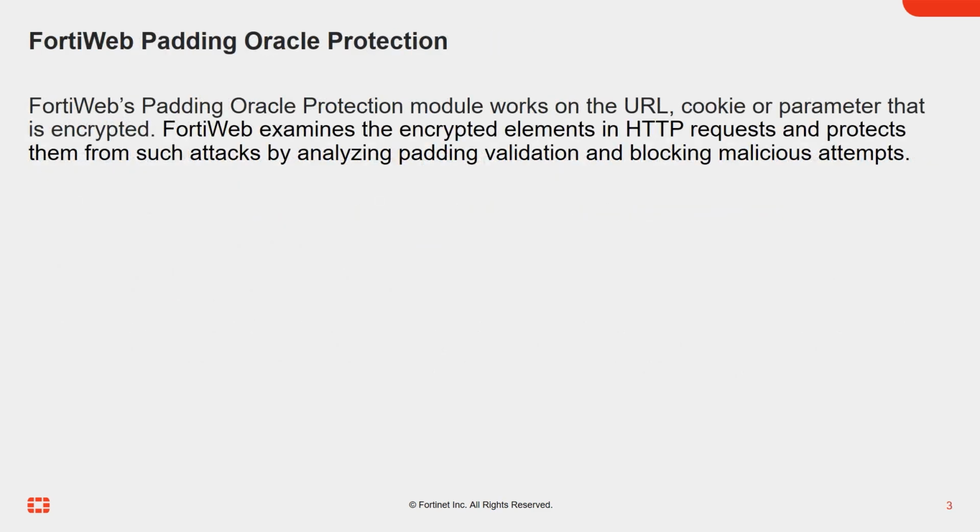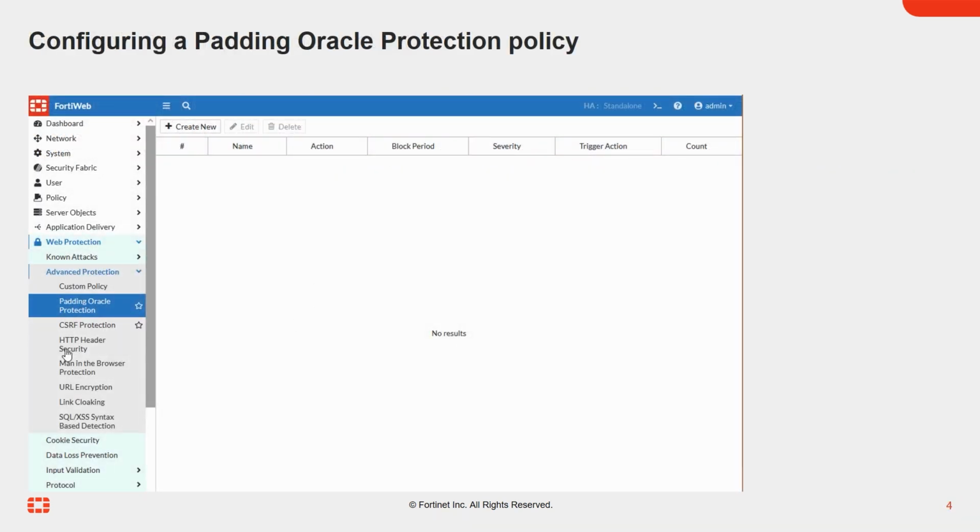FortiWeb's padding Oracle protection module effectively defends against malicious attacks by analyzing padding validation within encrypted HTTP request elements, including URLs, cookies, and parameters. So let's get started with the policy configuration.